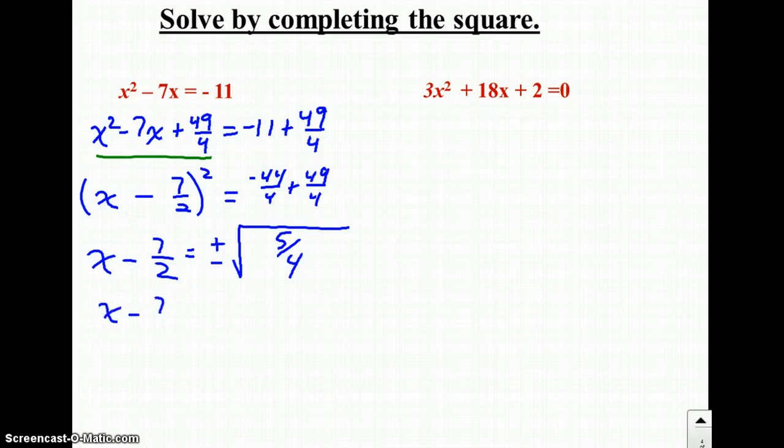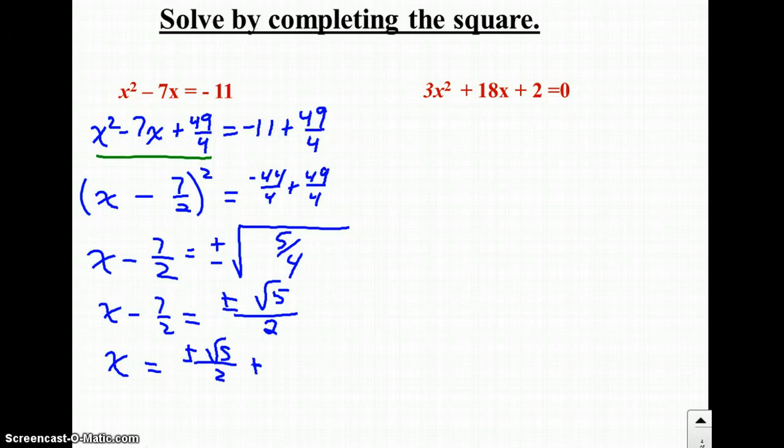So x minus 7/2 would equal plus or minus. There is no square root of 5, but there is a square root of 4, which is 2. And I'm going to add 7/2 to both sides of this equation. So I have plus or minus radical 5/2, add 7/2. So in simplest terms, this is going to be 7 plus or minus radical 5, all divided by 2.